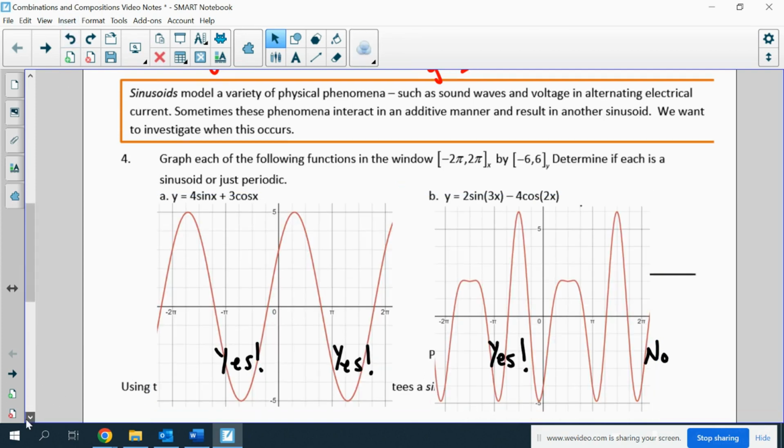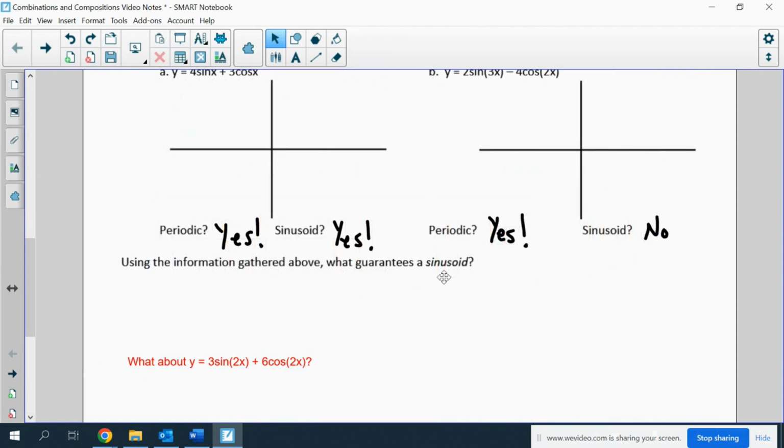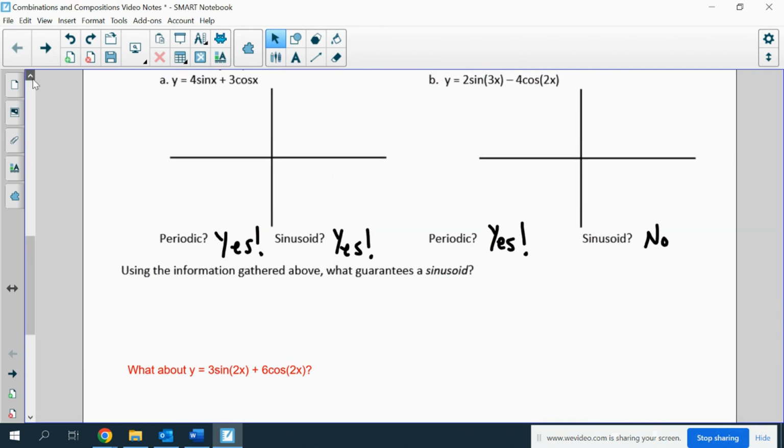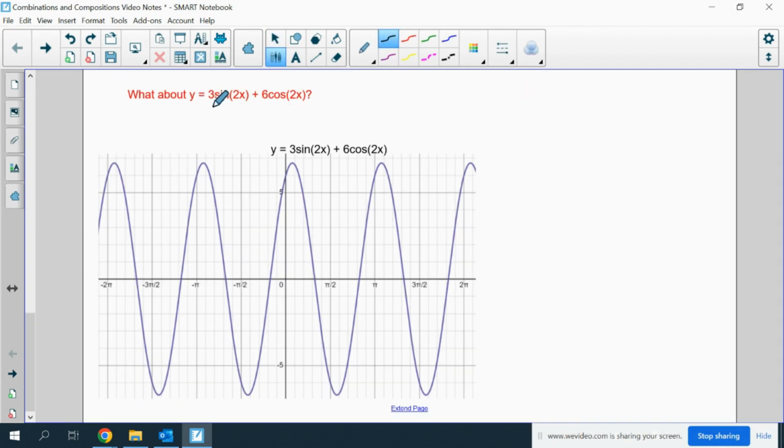So then the next thing that we have to do is, using the information gathered above, what guarantees a sinusoid? It appears that if I add these two together, it works. If I add these two together, it doesn't. One other thing we may want to look at is the graph of y equals 3 sine 2x plus 6 cosine 2x. If we look at that graph, that also looks kind of like a sinusoid. It repeats itself, so it's not only periodic, but it looks like a sine curve. And so this one is also a sinusoid.